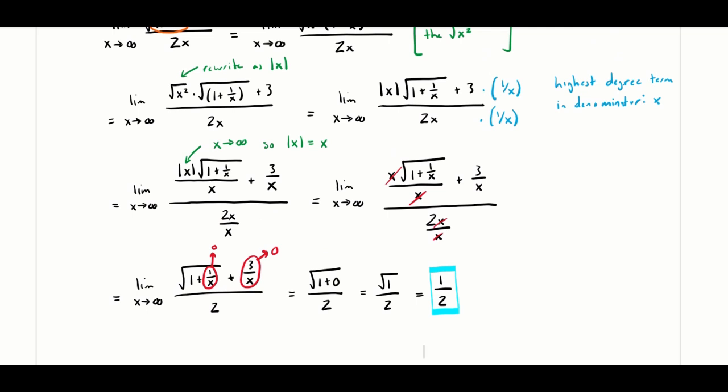So a little bit of extra work, a little convoluted. If this had been going to negative infinity, we would have replaced this x with a negative x. So if x had been going to negative infinity here, the absolute value function would be replaced with negative x, which would have changed the sign of our limit.